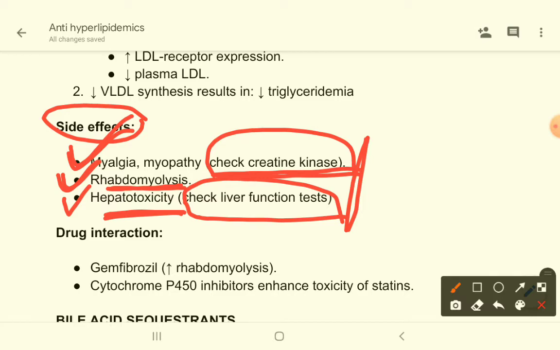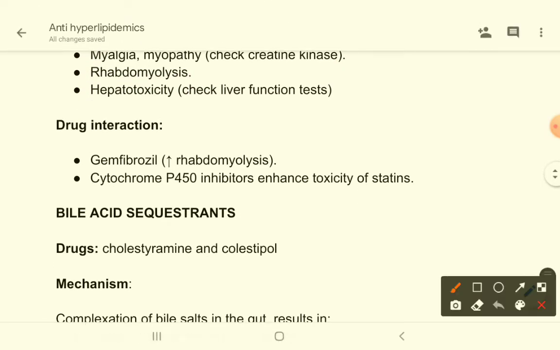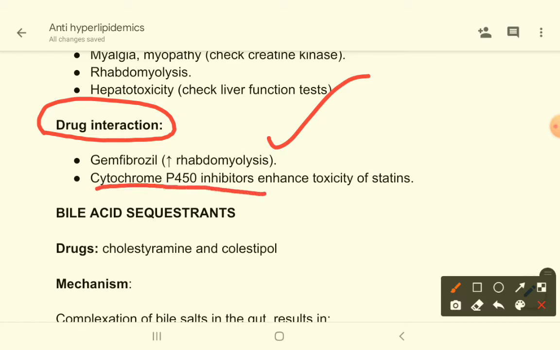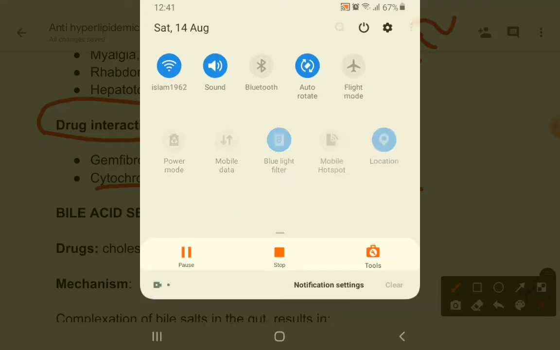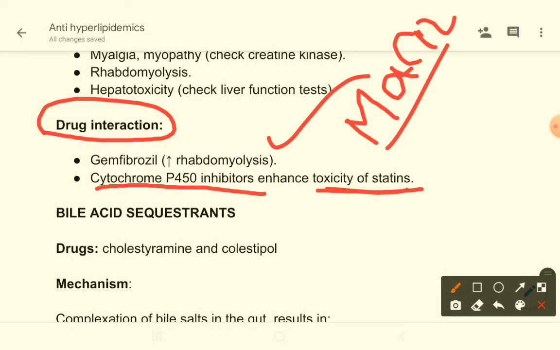So these are the side effects. Now what are the drug interactions? If you give gemfibrozil along with this drug, then that can increase the chance of rhabdomyolysis. And some enzyme inhibitors, microsomal cytochrome P450 inhibitors, enhance the toxicity of statins. Suppose you are giving the macrolides like clarithromycin. So if you are giving clarithromycin along with the statins, that will increase the chance of toxicity of statins, that can lead to muscle pain or rhabdomyolysis, etc.